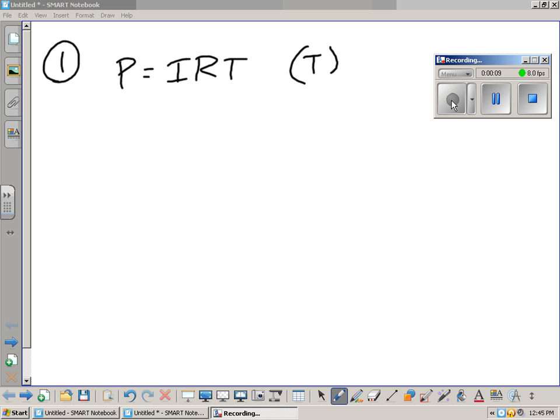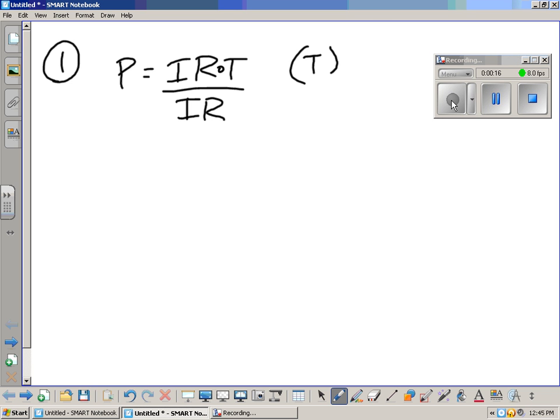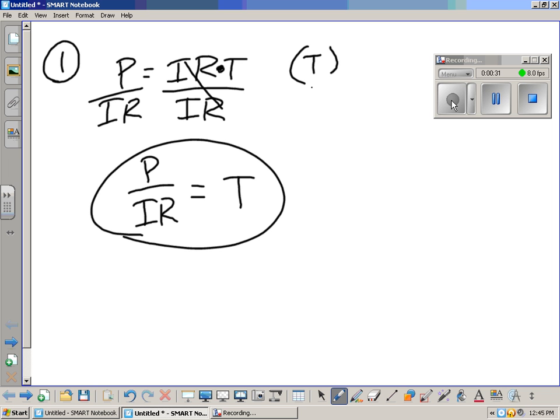Number 1, we're solving for t. What we're going to do is divide both sides by IR, because the t and the IR are separated by multiplication, so the inverse operation is division. On the left side, I get P divided by IR. On the right side, I get T, and we're finished because we got T alone.